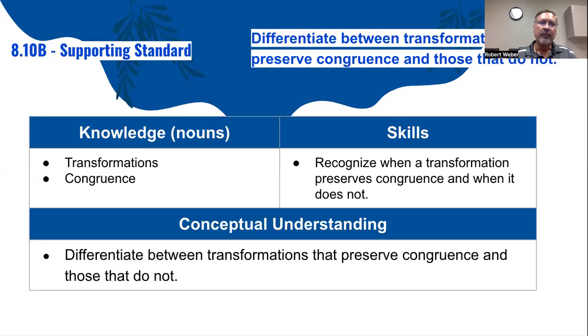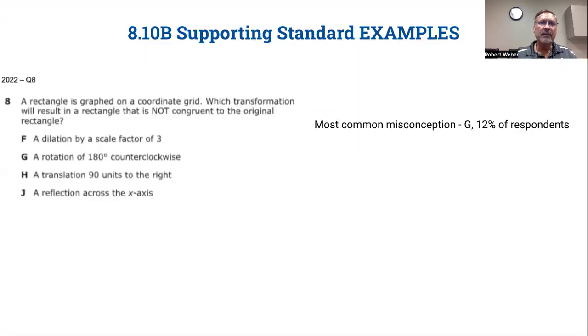STAAR for 2024. 8.10B is the difference between transformations that do preserve congruence and those that do not. Obviously, a dilation would not be an example of preserving congruence, whereas a translation, a movement, would preserve congruence. So knowing those things is 8.10B.